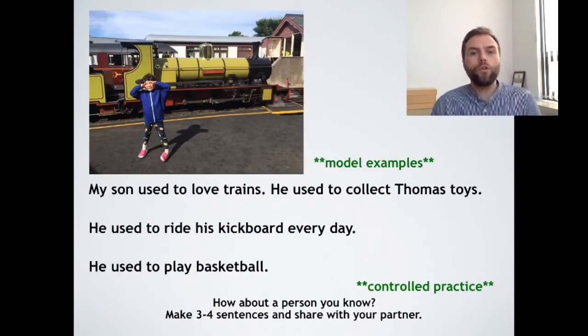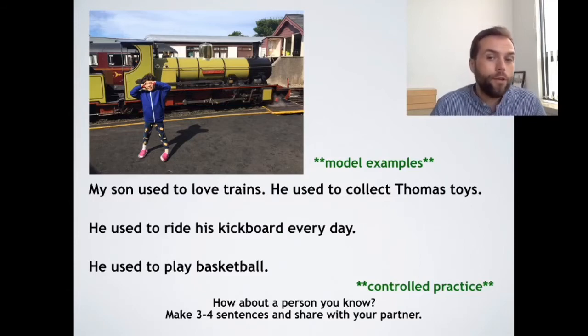Okay, so now we've done examples about ourselves. Now let's do examples about other people. So here are some examples. My son used to love trains. He used to collect Thomas toys. He used to ride his kickboard every day. And he used to play basketball.